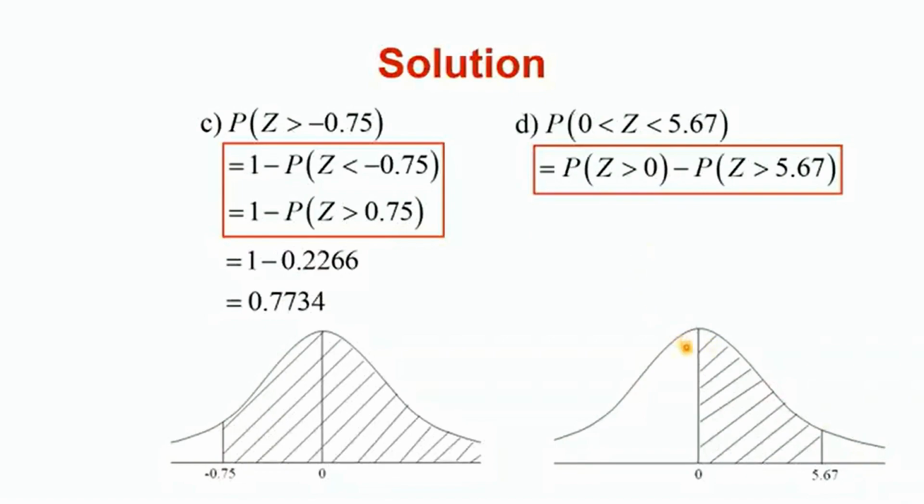That's why for this one, z more than 0, I know is half. Z more than, because this is the area between 0 and 5.67. But the area for z more than 5.67 is very small. Then I can consider approximately 0.5 minus 0, and this value is equal to half, because for z more than 4 the area is very, very small. 5.67 is a large value of z in the normal distribution.